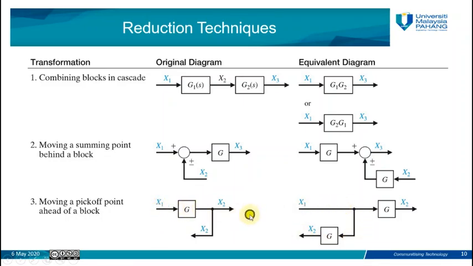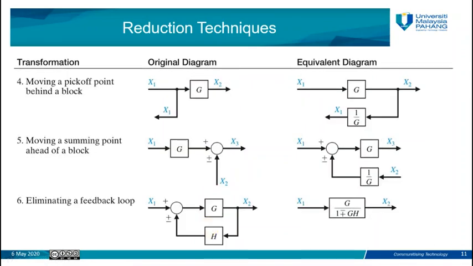As we can see, we should also consider that the value of X2 in the original system is the same as the value of X2 in the modified system. So what is X2 here? X2 is equal to X1 times G. When we move this pickup point to the input here, X2 is still the same, X1 times G, and the other X2 that we have should also be multiplied by G. It also becomes X1 times G. So X2 is always equal to X1 times G, and the equivalent diagram gives you the same output as the original diagram.